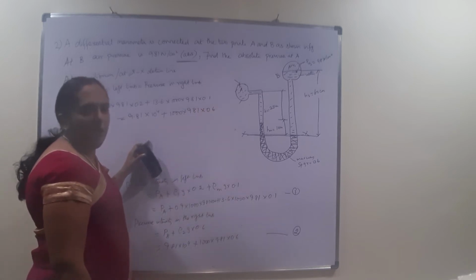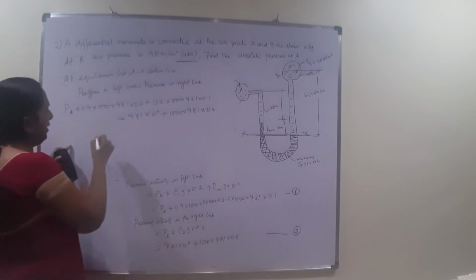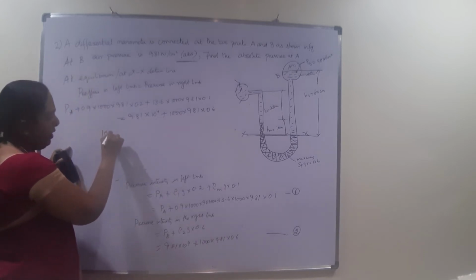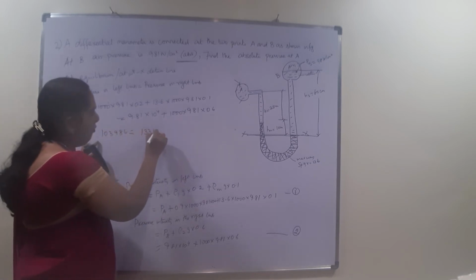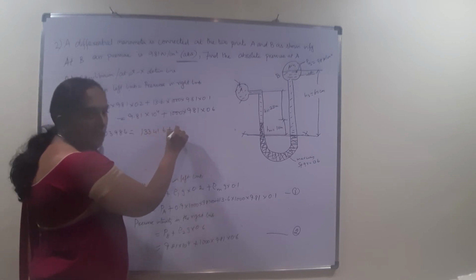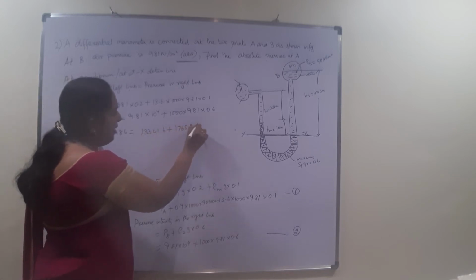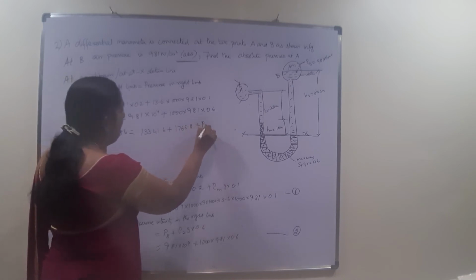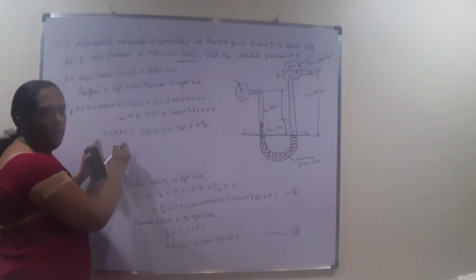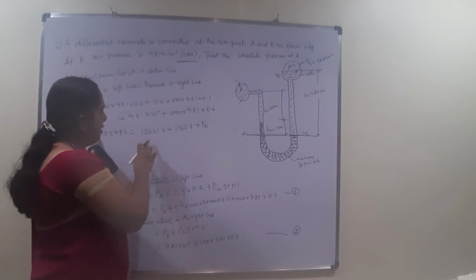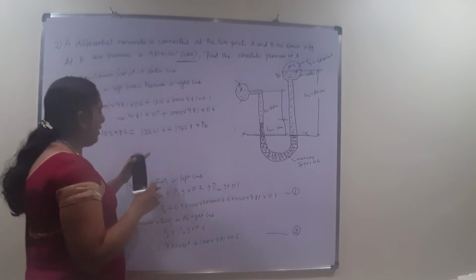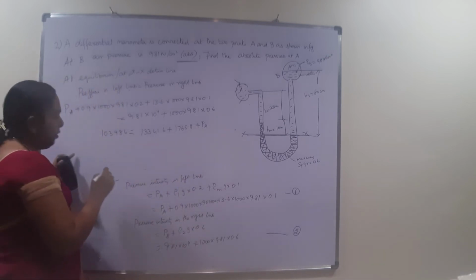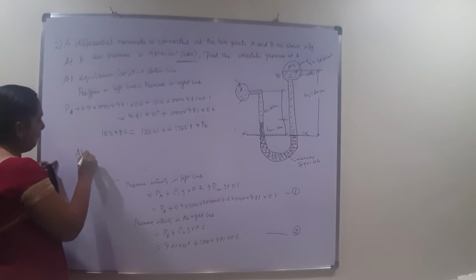Here we have equated the two different pressures. Now when we solve this, what you get is 103986 equal to 13341.6 plus 1765.8 plus PA. So I am taking this to the side. It is 103986 equal to 13341.6 plus 1765.8 plus PA. Just use your calculators, you will be able to derive it. Okay, so what is the absolute pressure at A?